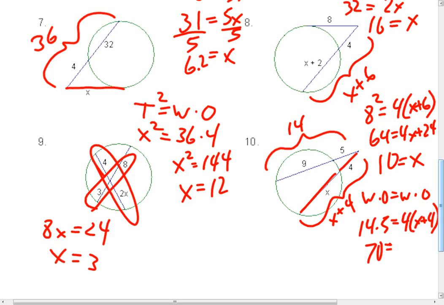70. 4x equals 54. What is that? 13.5. Is that exact?